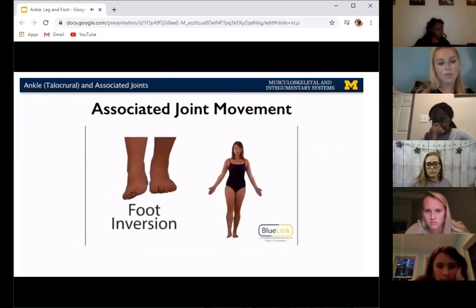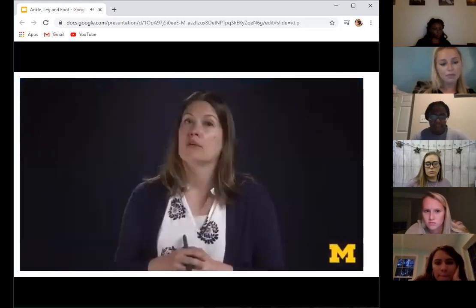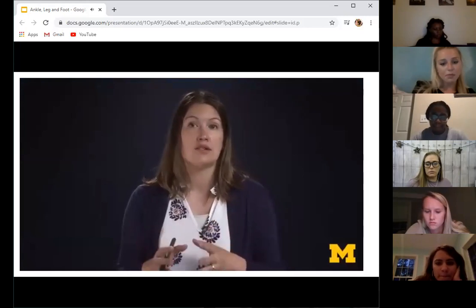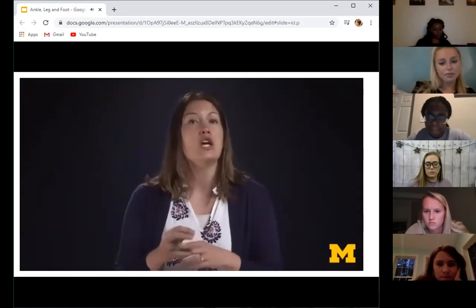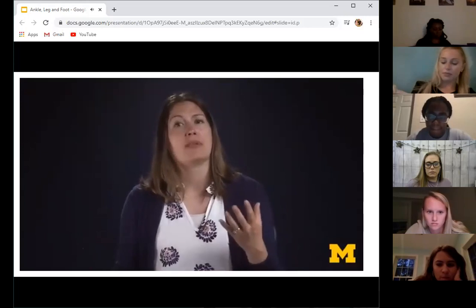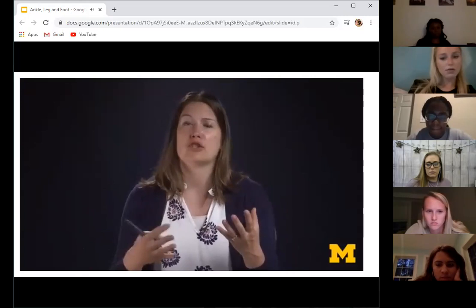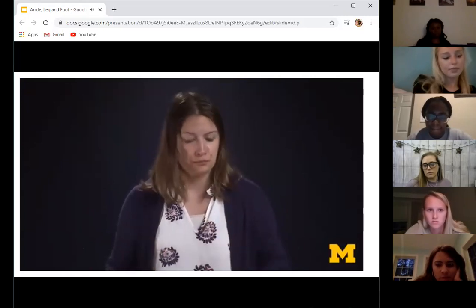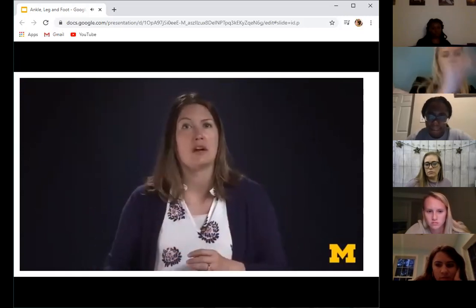All right, so let's look here. Inversion, the sole of your foot is going to be pointing medially. Eversion, the sole of your foot is going to be facing laterally. Now the reason that I want to discuss these two movements with dorsiflexion and plantar flexion is that you very rarely can do these types of movements separately. So say if you are plantar flexing, you typically will have some degree of eversion or inversion, and vice versa. So these movements often occur together, even though the particular joints are different.